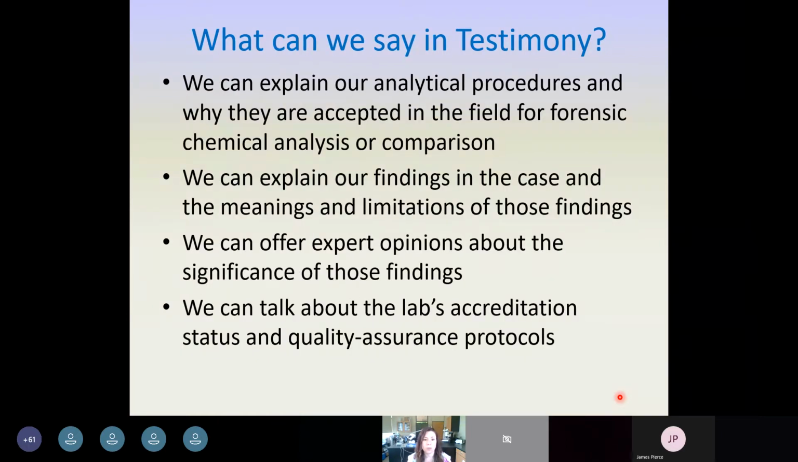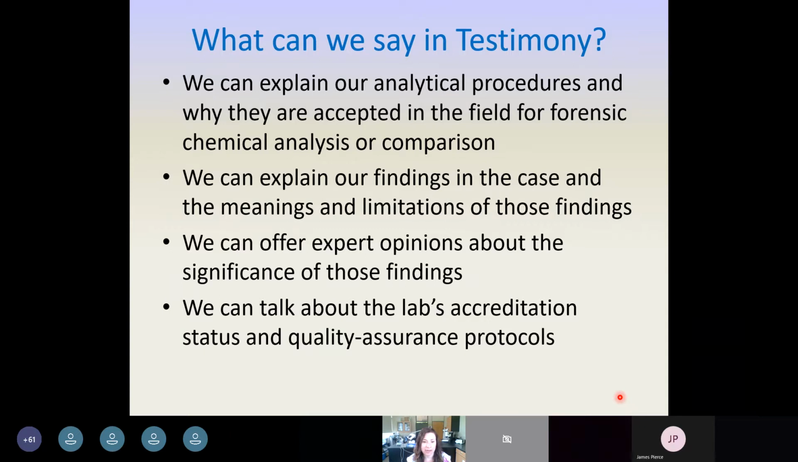For testimony purposes, we can explain our analytical procedures. So for any of the instrumentation or analysis that we did, we can explain what we did and why those instruments or analytical techniques are accepted in the field for forensic analysis or comparison. We can also explain what our findings mean in a little more detail and any limitations that may be surrounding that. Chris had mentioned sometimes with plastic bags, it might be a limitation, or excuse me, an association of limited characteristics. Thank you. And we would be able to explain those during testimony.